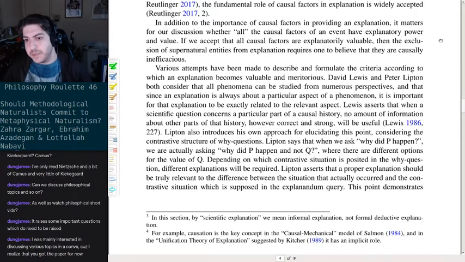Various attempts have been made to describe and formulate the criteria according to which an explanation becomes valuable and meritorious. David Lewis and Peter Lipton both consider that all phenomena can be studied from numerous perspectives, and that since an explanation is always about a particular aspect of a phenomenon, it is important for that explanation to be exactly related to the relevant aspect. Lewis asserts that when a scientific question concerns a particular part of a causal history, no amount of information about other parts of the history, however correct and strong, will be useful.